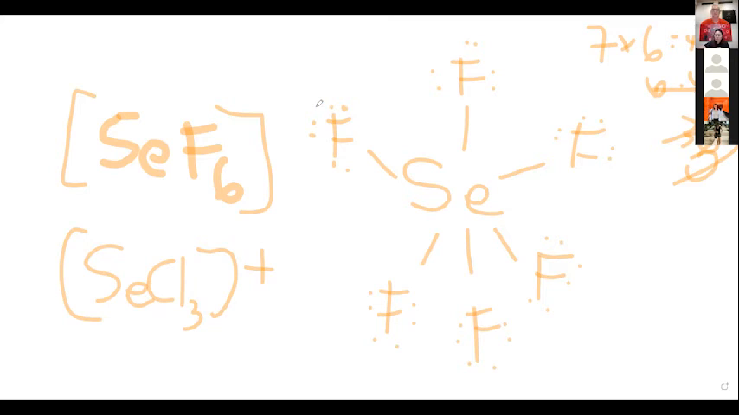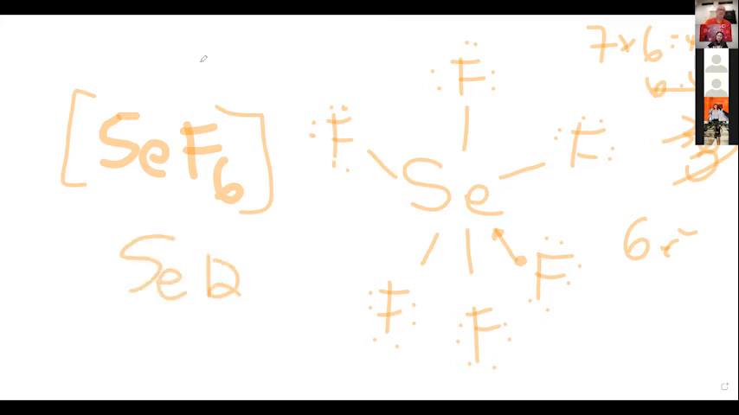So let's check and see if everybody has an octet. So the fluorines, do they have an octet of electrons? Yes, they do. They have 6 electrons in lone pairs, and they each have a single bond for a total of 8. So they're all good. And how many total electrons does selenium have? 12. Is that allowed?